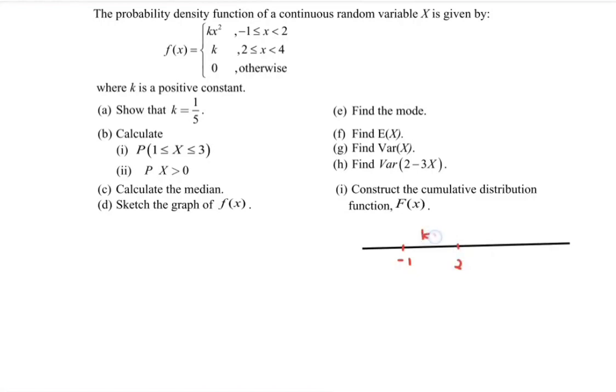So the function will be kx squared. Next, from 2 until 4, the function will be k. Other than that, we have 0. So the question said k is a positive constant. Show that k is equal to 1 over 5.